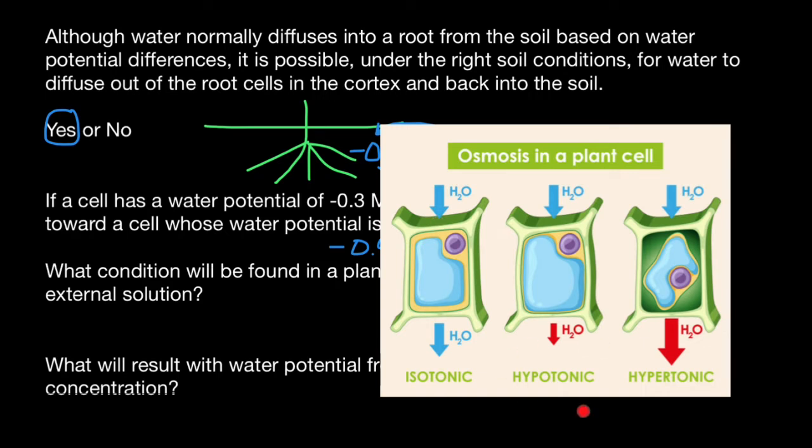And if we put it in a hypotonic solution, that means that there are going to be fewer solutes in such a solution than inside the cell. Then the cell would take in water. If we put a cell in a hypertonic solution, then the cell is going to lose water because a hypertonic solution would have more solutes in it than in the cell.